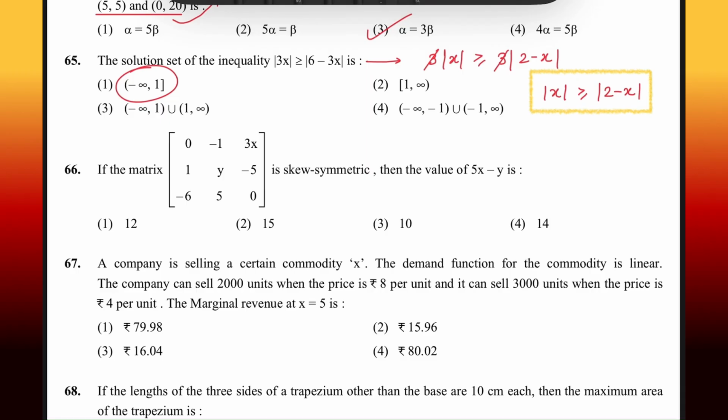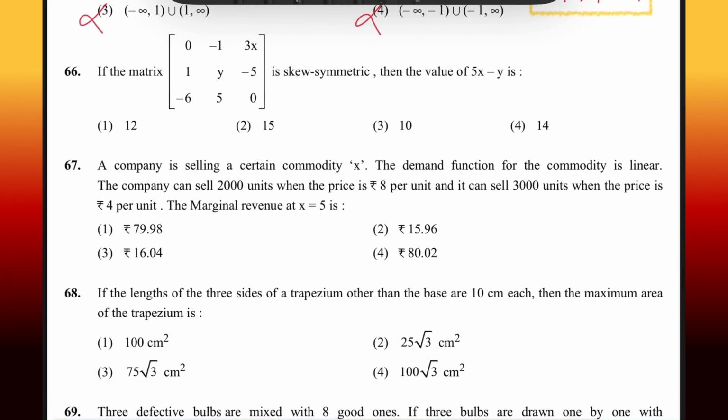So what if I put 0? Because in the first option, minus infinity to 1, you have 0. Is that true or not? 0 is greater than or equal to 2? No, that is false. So 0 does not satisfy this. 0 is included here, so these two options are incorrect. Also, 0 is included in minus 1 to infinity, so this option also must be incorrect. So option 2 is the only correct answer.